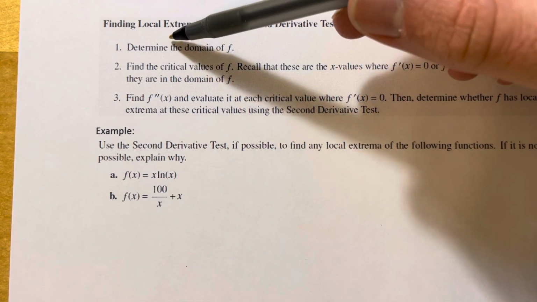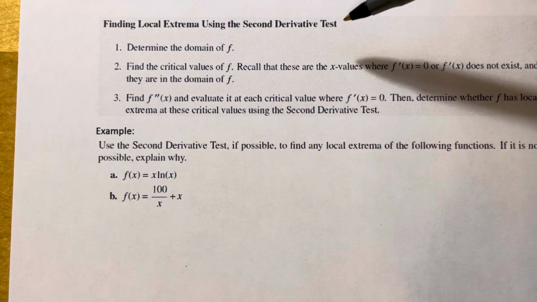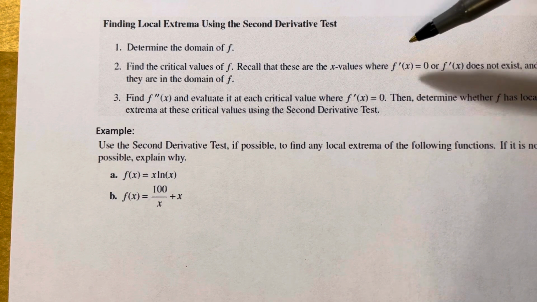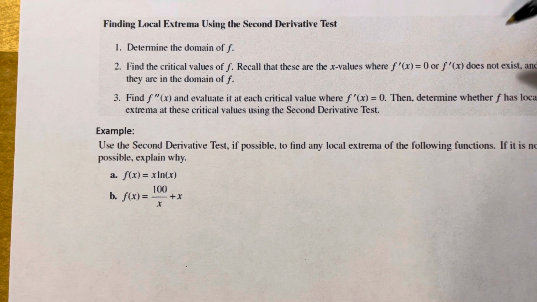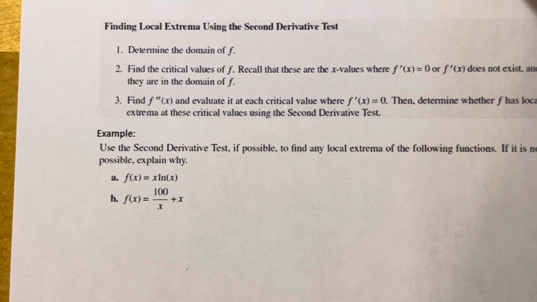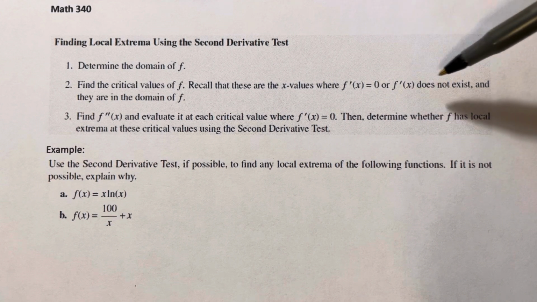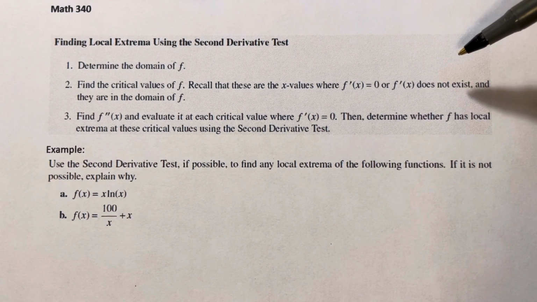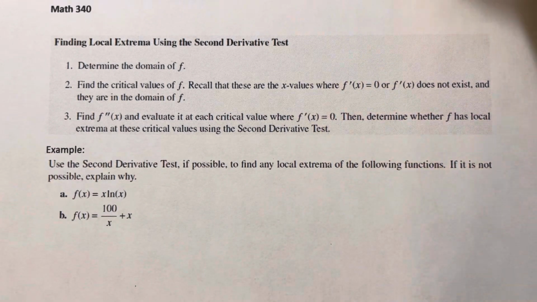We want to know what the domain of f is. We want to find all critical values of f, specifically if we're going to use the second derivative test, we're going to need f prime of x equals 0. However, since local extrema can occur at places where f prime does not exist, we'll need to make a note of those as well. Because if we can find any of those, we'll have to apply a different test to those. We also need to know if those are in the domain of f to be useful.